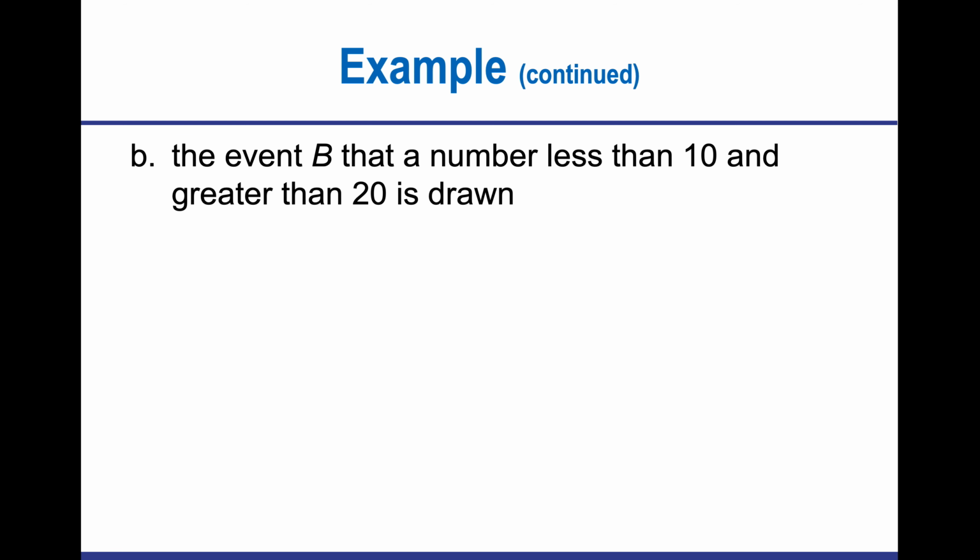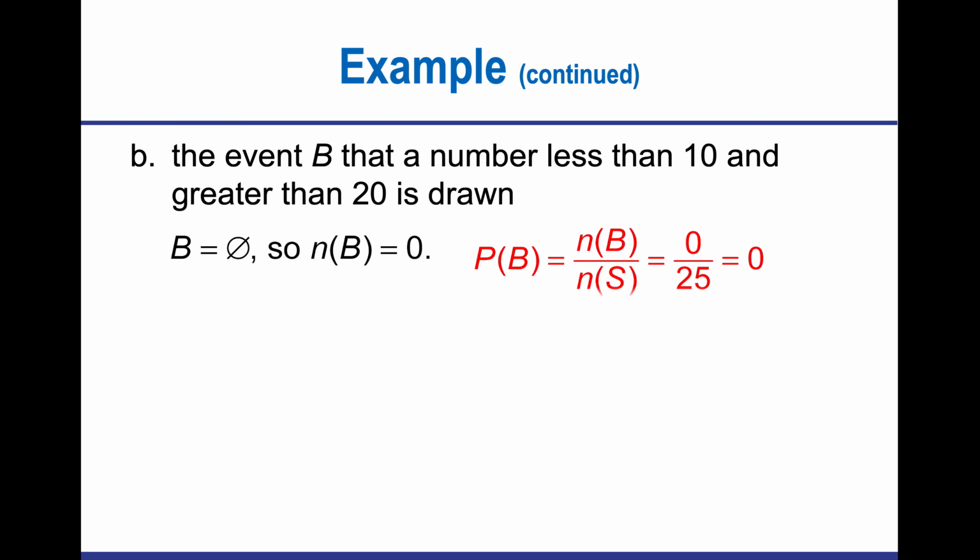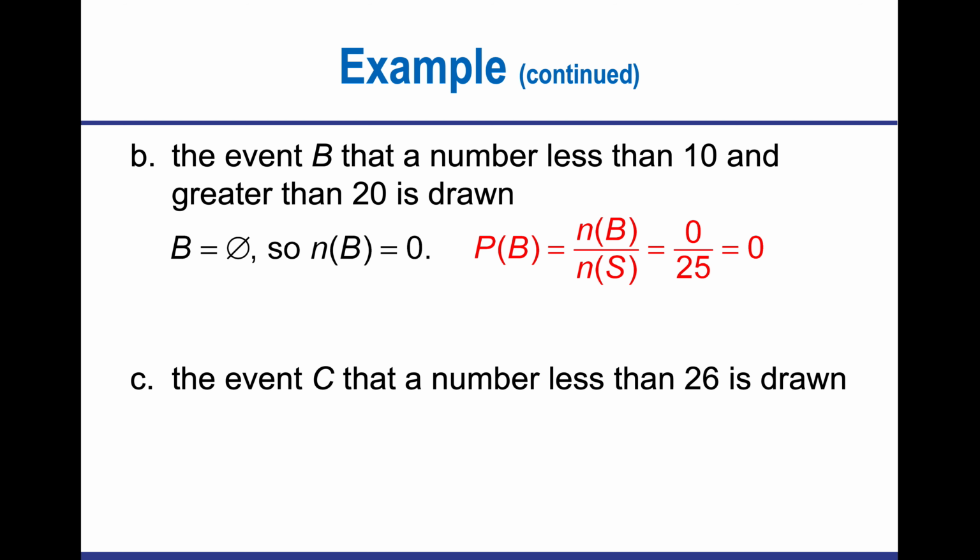In event B, if I want a number that is less than 10, now less than 10 means not including 10, and greater than 20 is drawn. So there's no possible way to draw a number that is less than 10 and greater than 20. So it's 0. The probability is 0. What you have to be careful of is this question does come up in the lab where there's an impossible task given, and you have to recognize that it's going to be 0. So just stay on the lookout for that because it can be a little bit tricky.